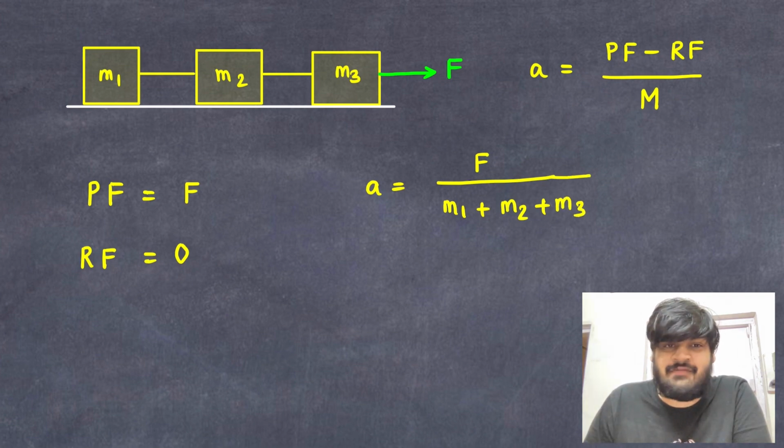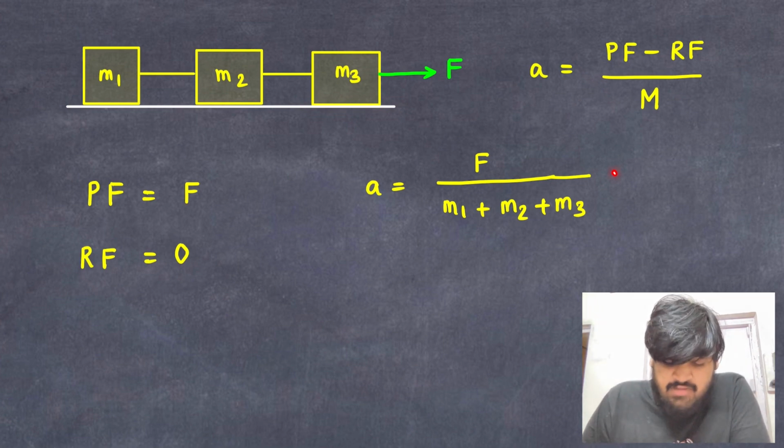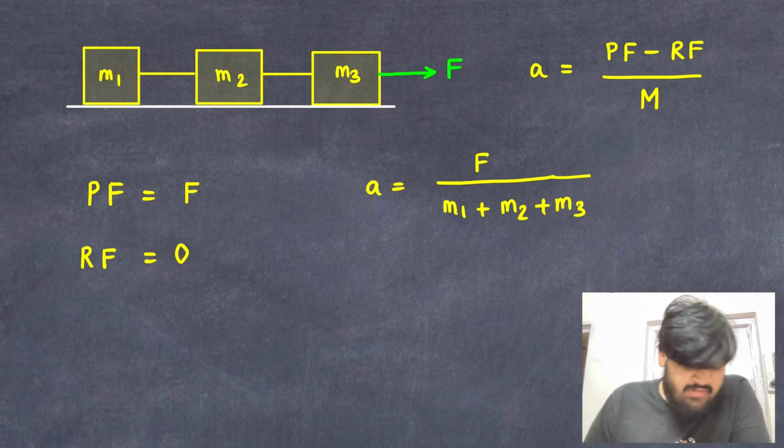So you have easily found the acceleration, and once you understand this concept that the blocks which are placed in this horizontal plane will not give any pulling or resisting force, you can easily solve it within a matter of seconds. So it doesn't even matter. Okay, so we have easily found the acceleration to be F divided by m1 plus m2 plus m3. Now over here let us find the tension.